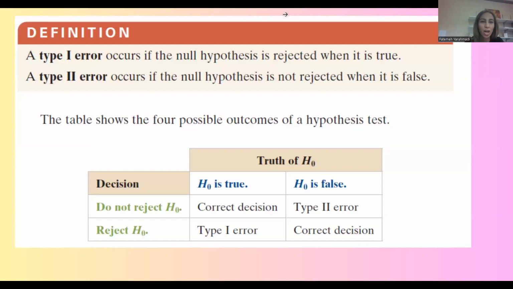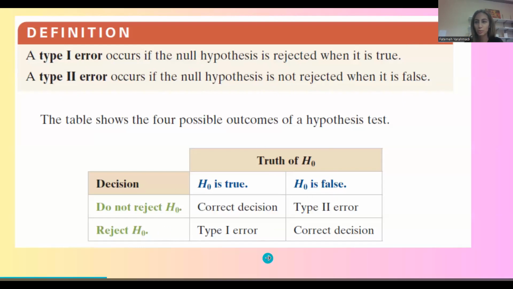The definition of type 1 and type 2 error. A type 1 error happens if the null hypothesis is rejected when it's true. Type 2 error happens when the null hypothesis is not rejected when it is false. So you have a false hypothesis and you don't reject it.